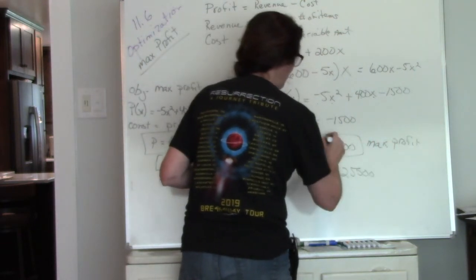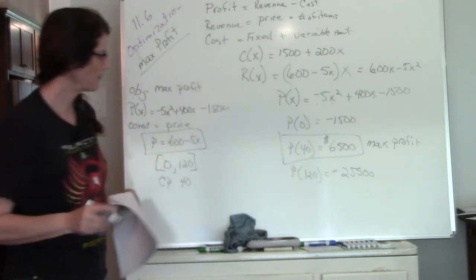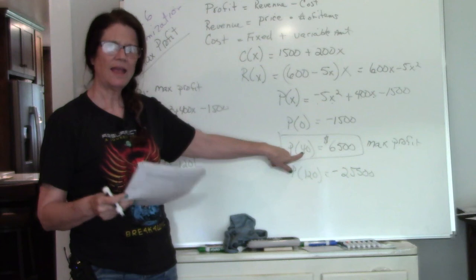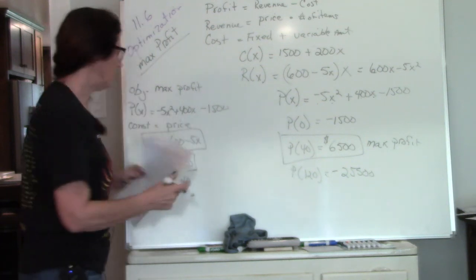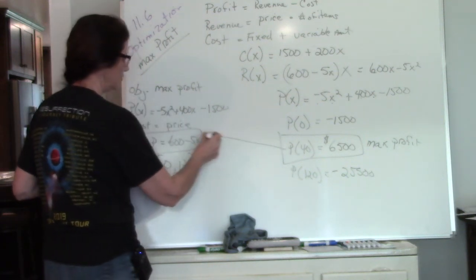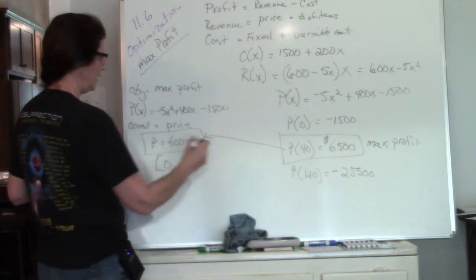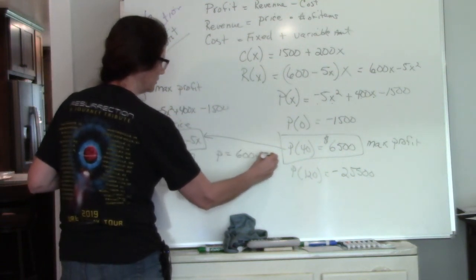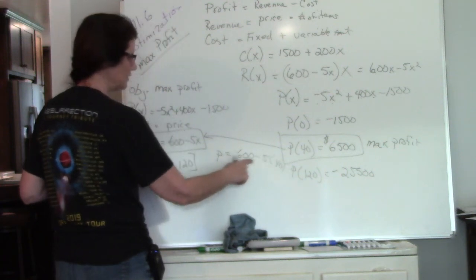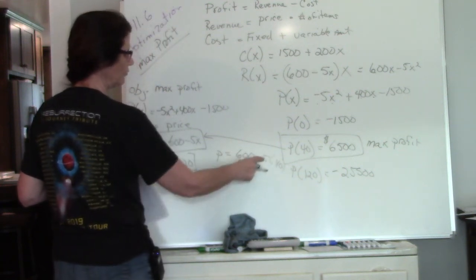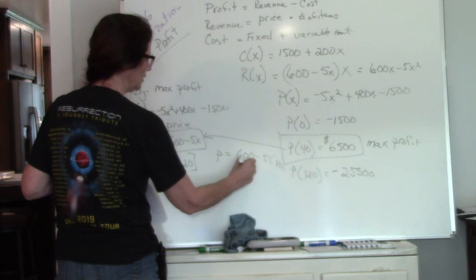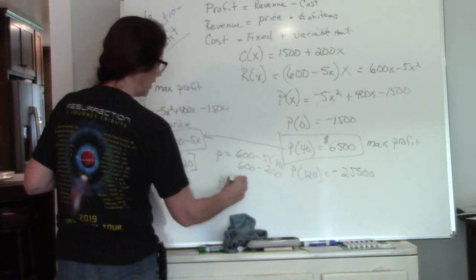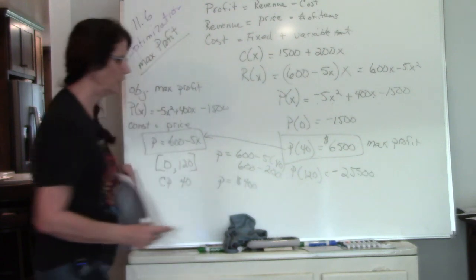So I will make $6,500 when I sell 40 bikes. At what price? I take my critical point that works and plug it back into my price function. So I have 600 minus 5 times 40. 5 times 40 is 200. 600 minus 200, so the optimum price is $400.